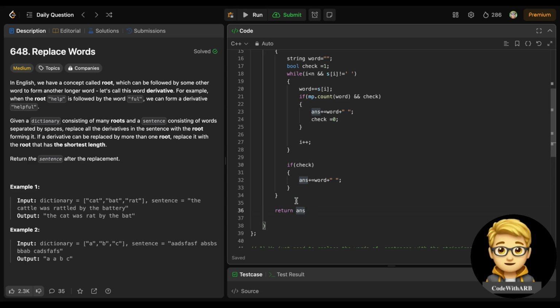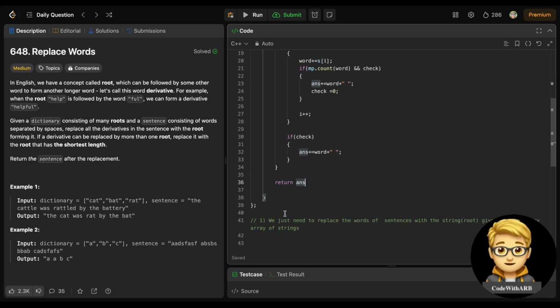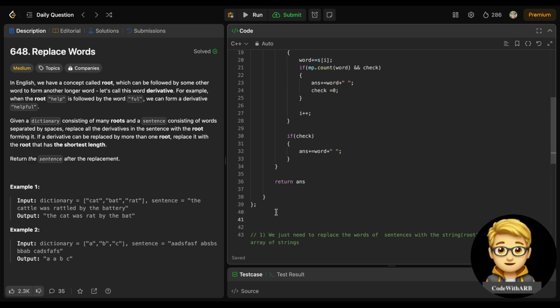Because if I started putting the words in my answer, suppose the cat, then a space, then cat, then space, then was, then space, rat, then space, by, then space, bat, and then also an extra space would be there at last. This extra space we don't need to send. So what I will do, I will just send answer dot substr 0 to size minus 1.